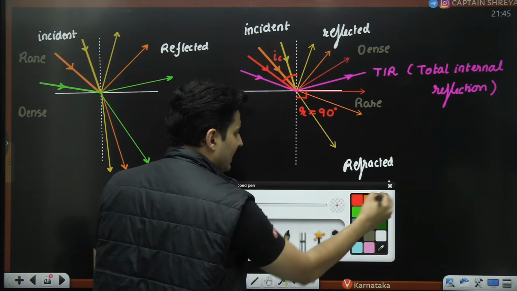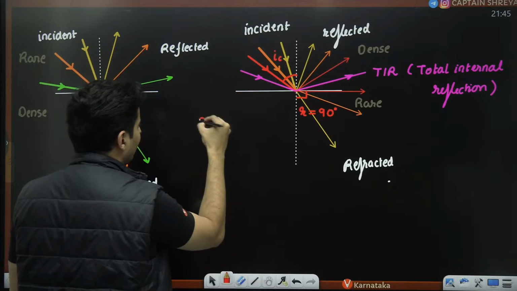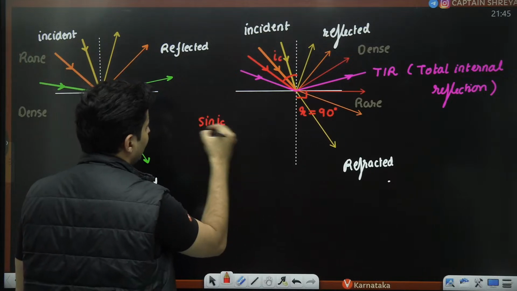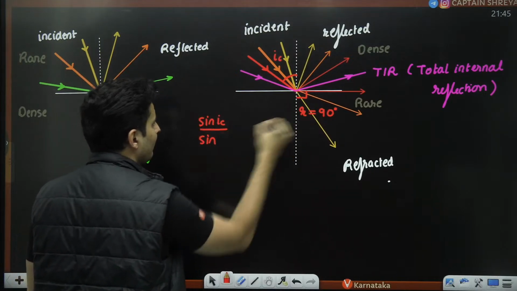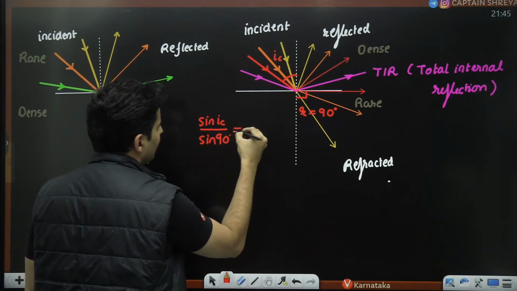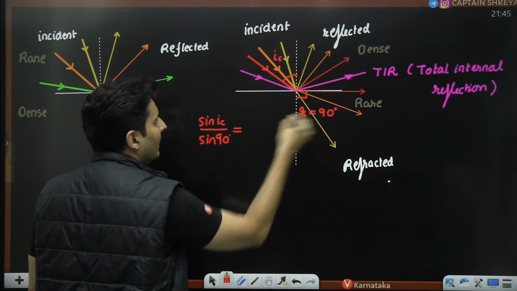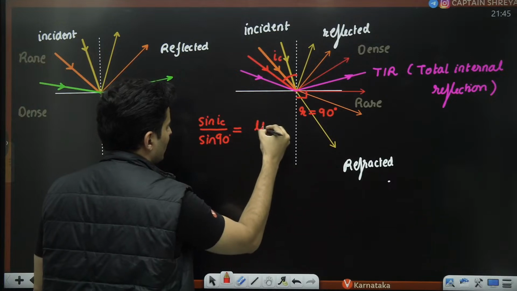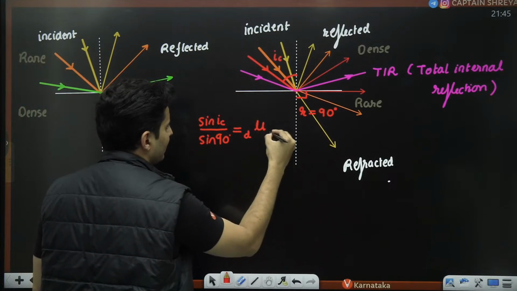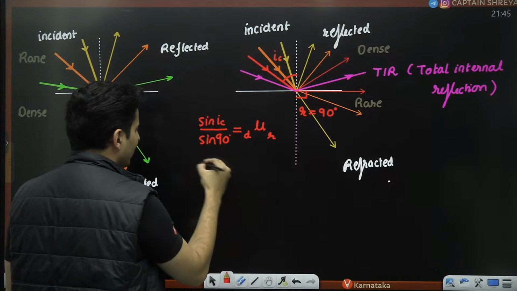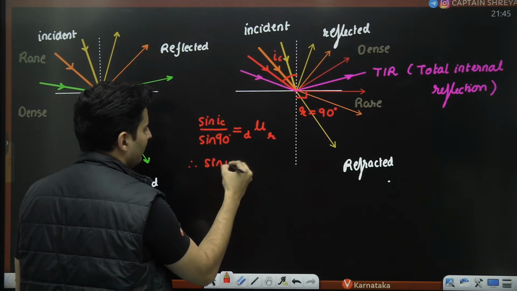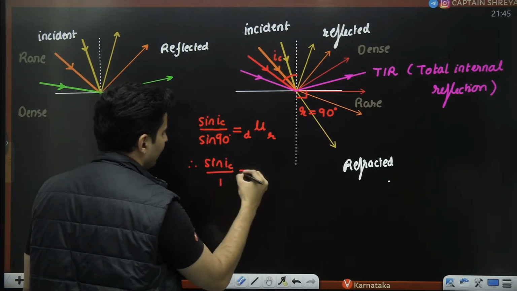See, if I apply Snell's law for that red colored ray, sine of that critical angle upon sine of that refracted angle, which is 90 degrees, light is going from dense to rare. So the light is going from dense to the rare medium. What is sine of 90, guys? Sine of 90 is nothing but 1.